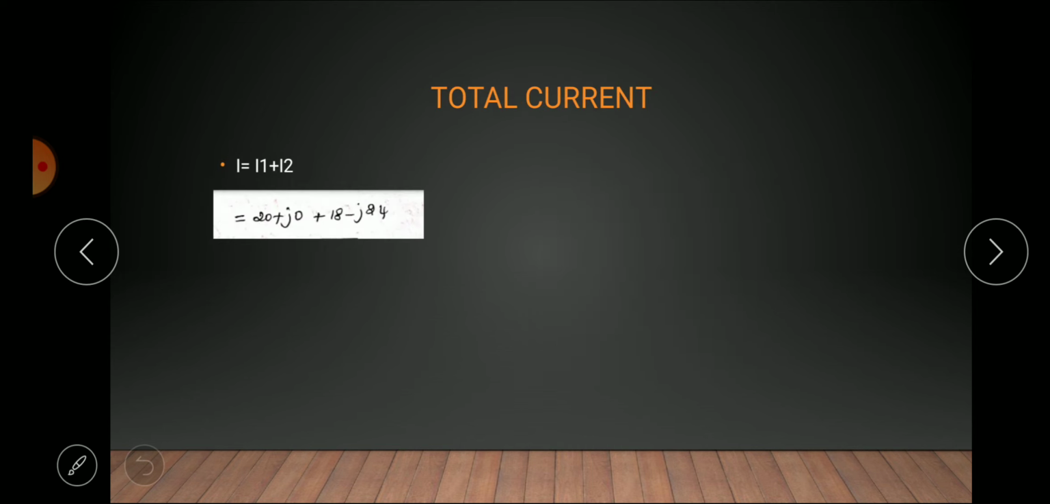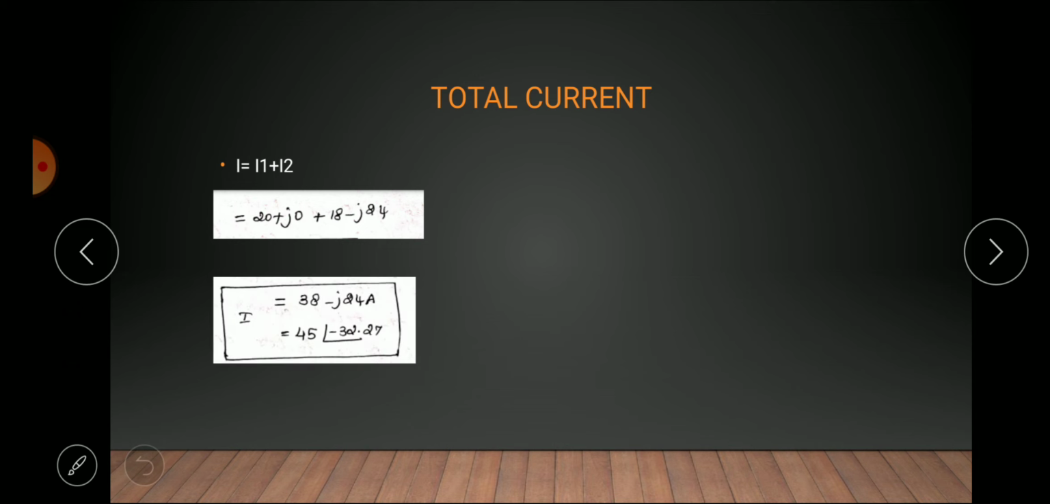Next find the total current. Total current is nothing but adding the two values, I1 plus I2. We get I is equal to 38 minus j24. The polar answer is 45 angle minus 32.27. The minus indicates there is a lagging power factor. The 32.27 is the phi value.